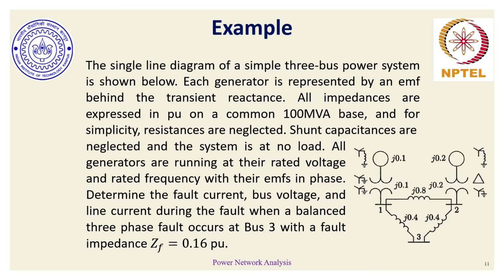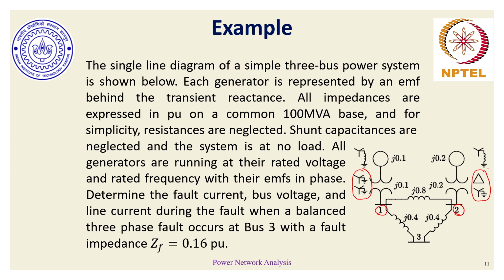We'll conclude our discussion today with an example. The problem statement looks very long, but don't worry, I'll simply summarize it in the least possible fashion. What we have here is a three-bus network in which bus 1 and bus 2 have generators connected to them through three-phase transformers, star grounded on bus 1, and delta and star grounded on bus 2.